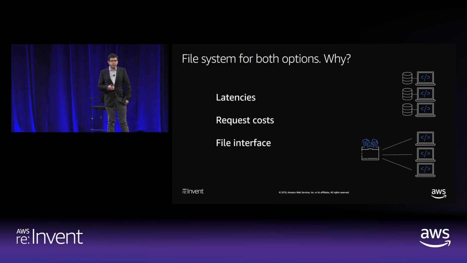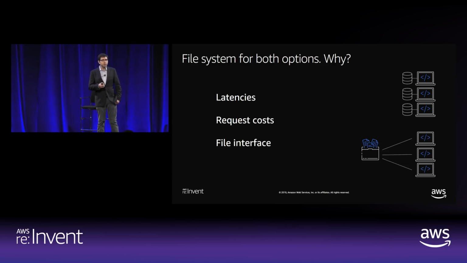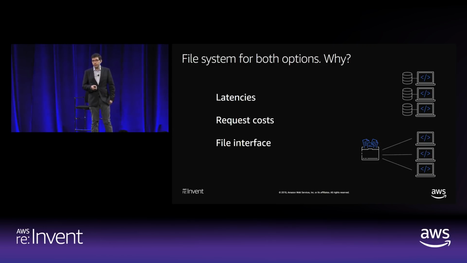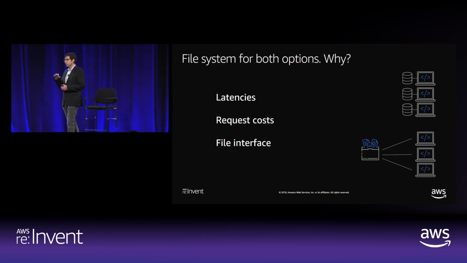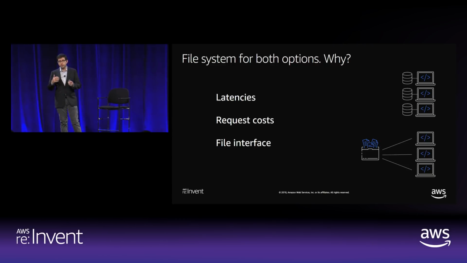Now, you'll notice that I mentioned that for both option 1 and option 2, you're using a file system. You might be wondering why. Why do you need a file system? It's either a file system that is local to the EBS volumes or to the EC2 local storage, or it's a shared file system. Well, there's really three reasons.